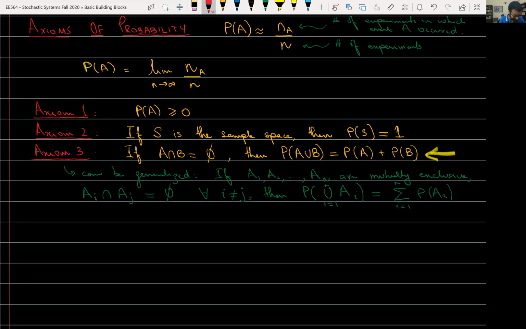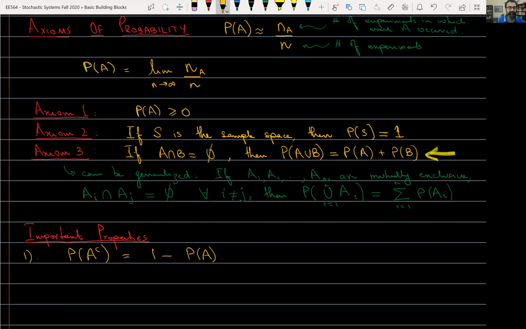So never mind. Okay. And some important properties that you can derive. So important properties कौन सी हैं? The first property is that the probability of A complement is equal to 1 minus probability of A. Right? And this actually can be derived from induction.